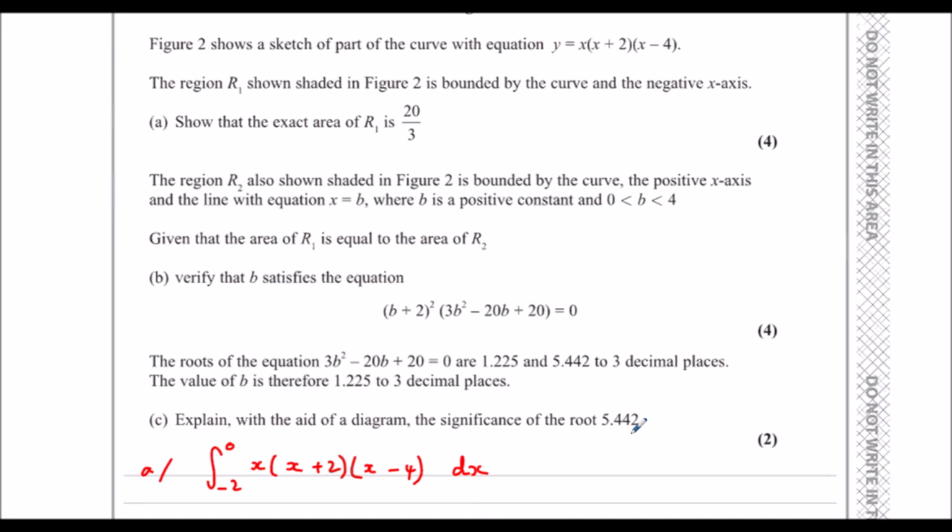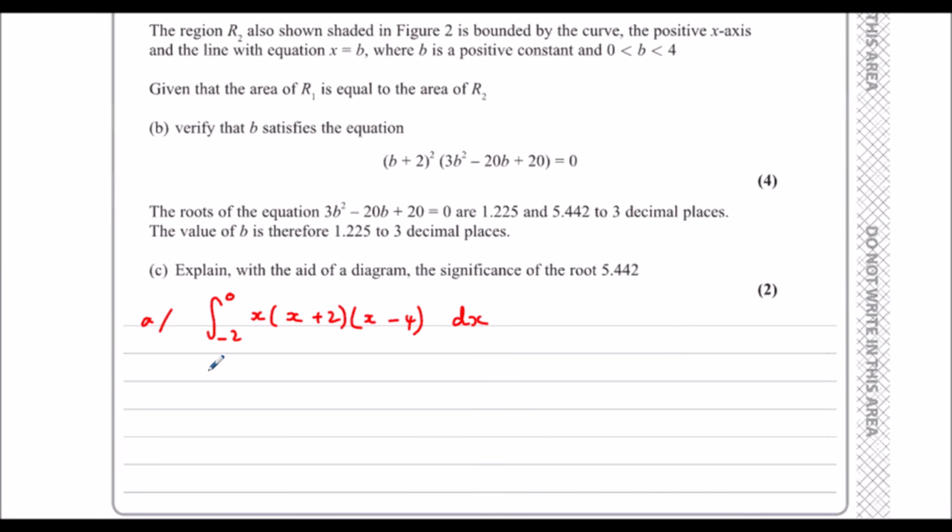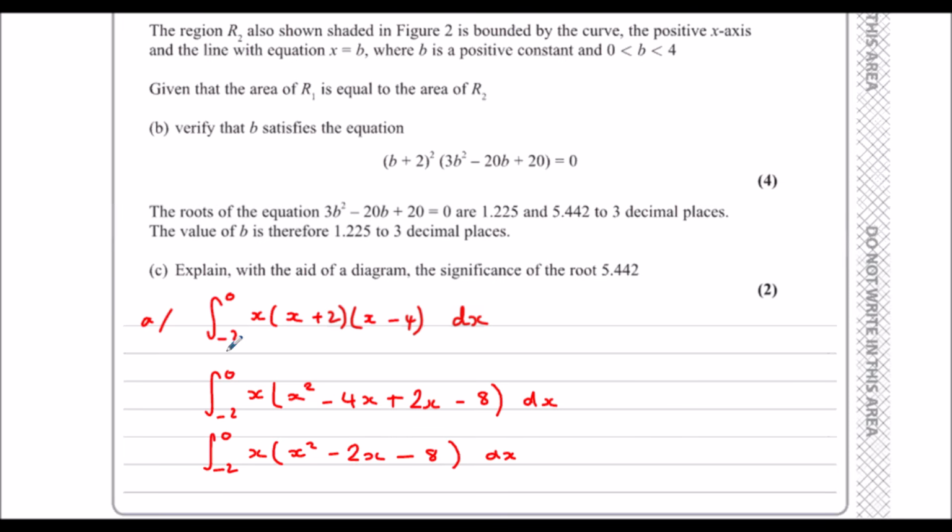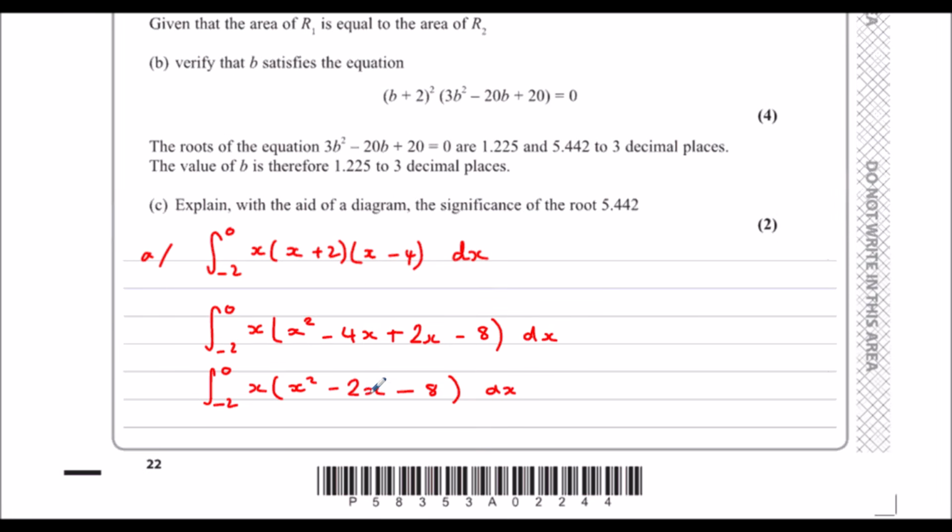I'm going to have to expand this before I can integrate. So we're going to expand these brackets. I'm going to leave the x first and expand the double brackets. So x times x is x squared. X times negative 4, negative 4x. 2 x's are 2x. And 2 negative 4's are negative 8. I'm going to simplify the terms inside the bracket. So I've got x squared, minus 4 plus 2 is minus 2, so x squared minus 2x minus 8. And then I need to multiply through by x.